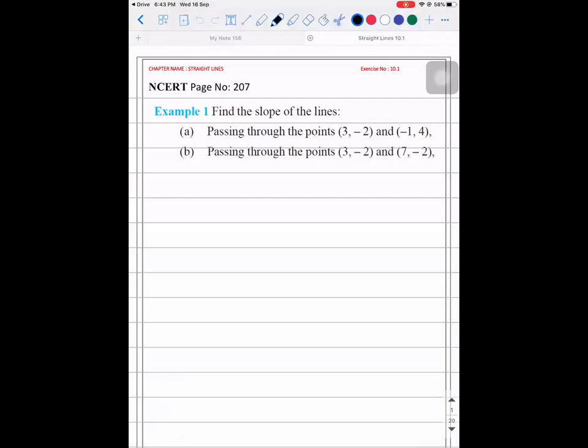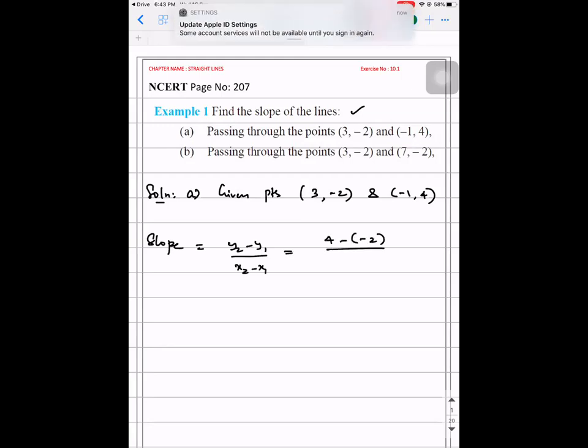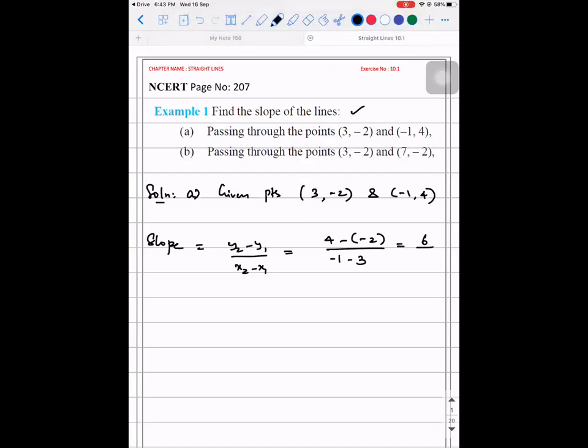The question number 1 in your textbook is: find the slope of the lines passing through the points 3 comma minus 2 and minus 1 comma 4. So the solution here is, for A, the given points are 3 comma minus 2 and minus 1 comma 4. So slope is y2 minus y1 divided by x2 minus x1. That is 4 minus of minus 2 divided by minus 1 minus 3. So 4 minus of minus 2 is 6 divided by minus 3, so minus 3 by 2 will be the required slope. I hope it is clear.